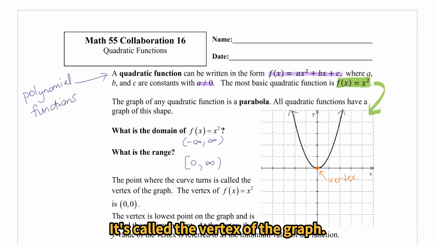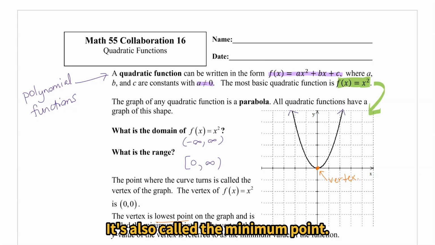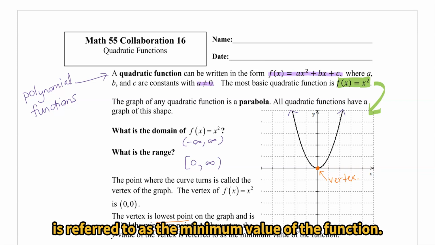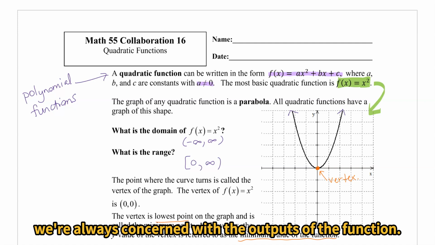On a quadratic function, we have a special point. It's called the vertex of the graph. It's where the curve turns. It goes a new direction. In this particular function, the vertex is the lowest point on the graph. It's also called the minimum point. And at the vertex, the y value is referred to as the minimum value of the function. When we talk about values of functions, we're always concerned with the outputs of the function.